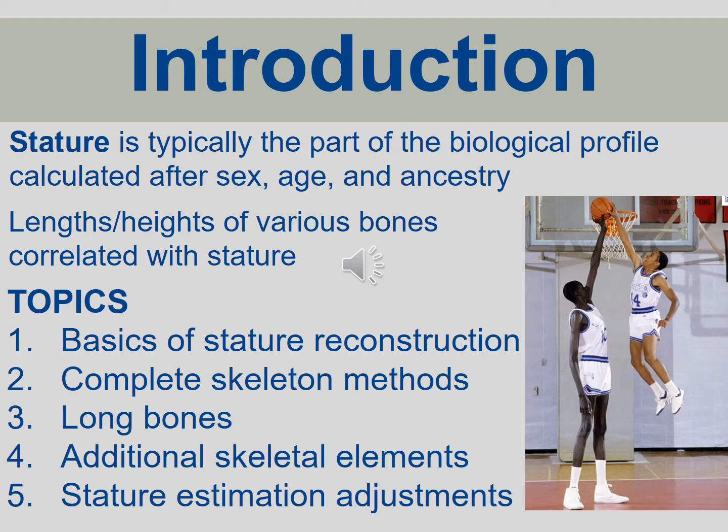What we're going to cover here are some basics of stature reconstruction and historical background. Talk about different types of methods that are used, both with a complete skeleton if it's available, or with long bones. And then forensic anthropologists also experiment with other skeletal elements, so that they're able to use other bones if there is a positive correlation between a bone measurement and height. And then we'll talk about some additional adjustments that oftentimes need to be made.